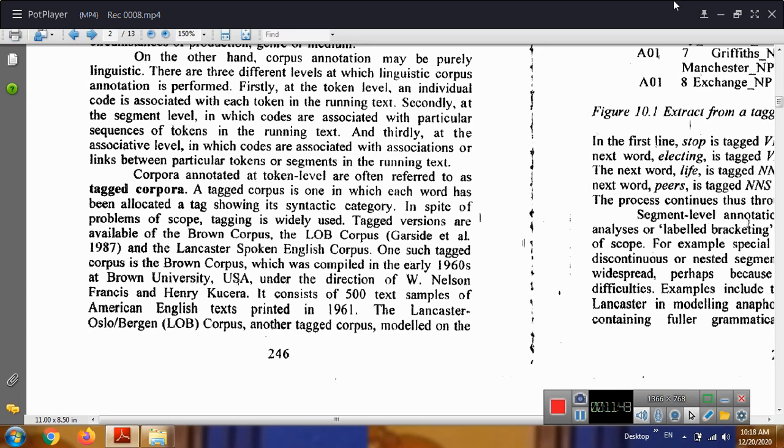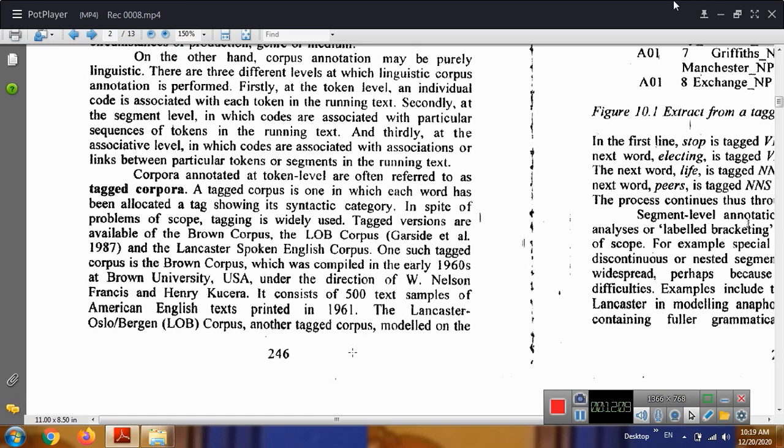One such tagged corpus is the Brown corpus, which was compiled in the early 1960s at Brown University, USA, under the direction of W. Nelson Francis and Henry Kucera. Their names are not important. It consists of 500 text samples of American English text printed in 1961.